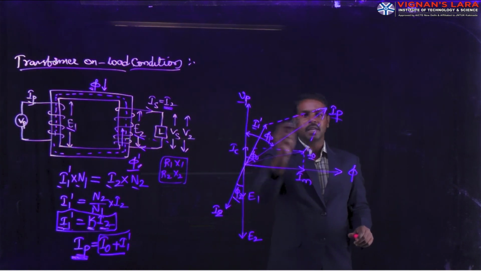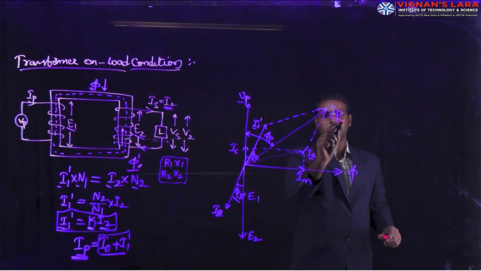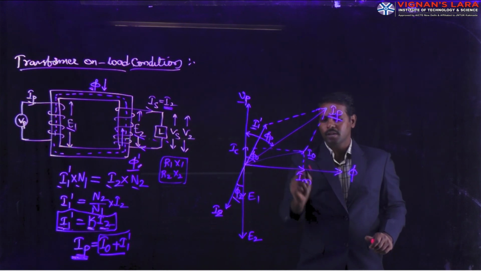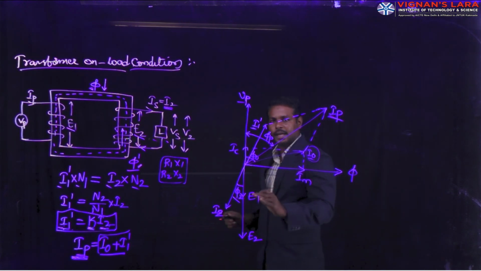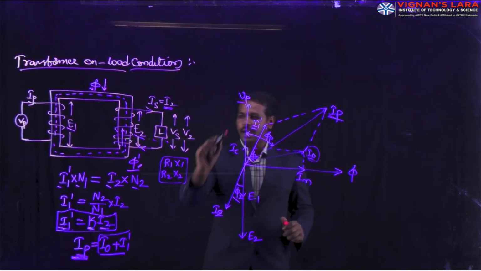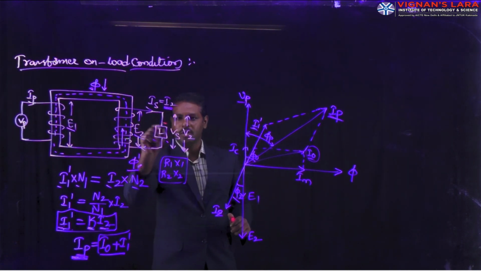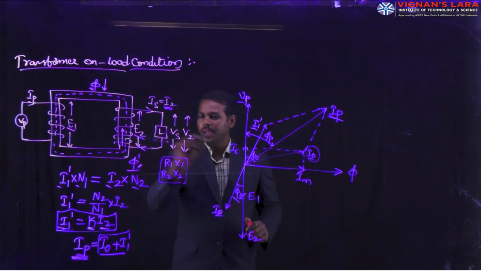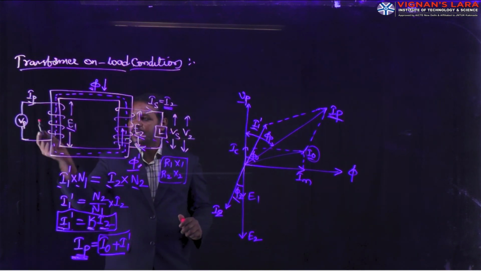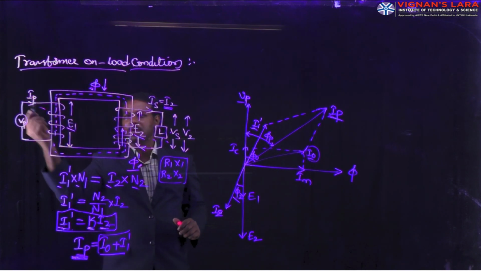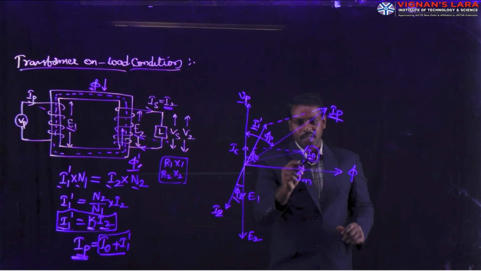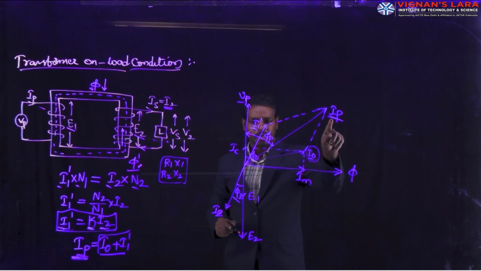Primary voltage and primary current: how do we get the primary current? Primary current is equal to the additional current plus the no load current. The no load current always overcomes the hysteresis and eddy current losses. Why do we draw the additional current? To meet the requirement of the load. If the load is 5 amperes, the additional current drawn from the supply is also 5 amperes. So I1 dash plus I0 is equal to the primary current.